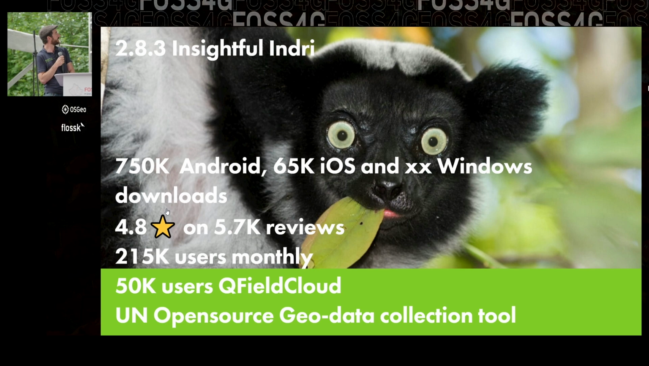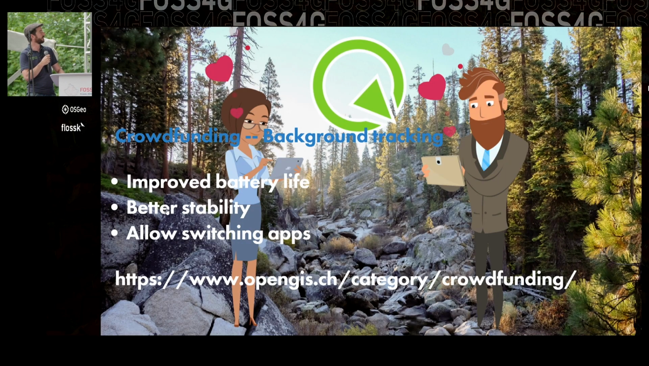There are 750K Android downloads and 65K iOS installations. We don't know how many Windows installations there are because we don't have the statistics. A lovely 4.8 star rating with 5,700 reviews. Please help us to make that even better. We love that. And 250,000 monthly users. And the UN suggested QField as a data collection tool for their UN projects.